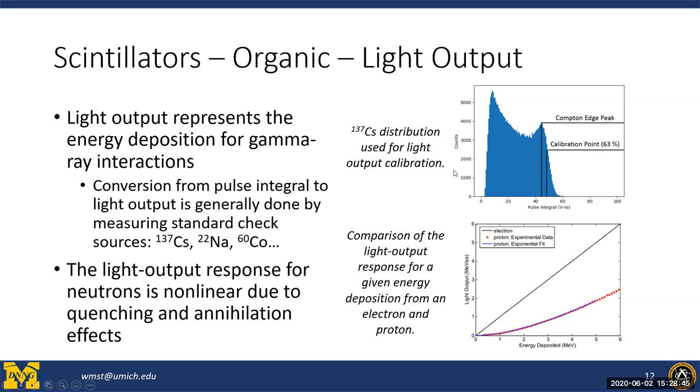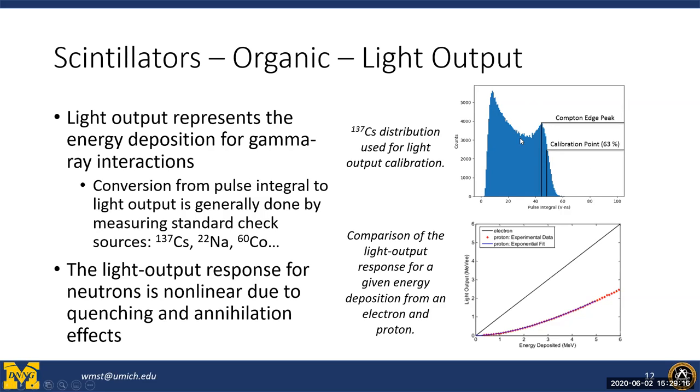In this case, cesium-137 emits a 662 keV gamma ray, a monoenergetic gamma ray. There's only one of them. Since this is an organic scintillator, Compton scattering is the dominant interaction, so we're only going to see a Compton continuum, and we won't see a photopeak for full energy deposition. So we actually have to calibrate off of the Compton edge and Compton continuum to calibrate these detectors.